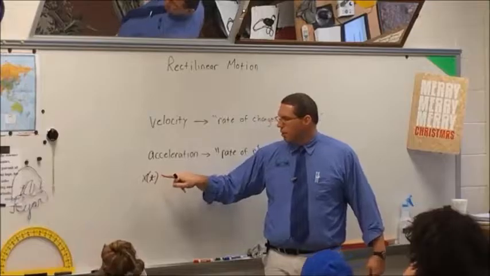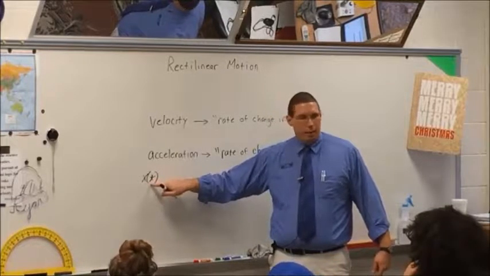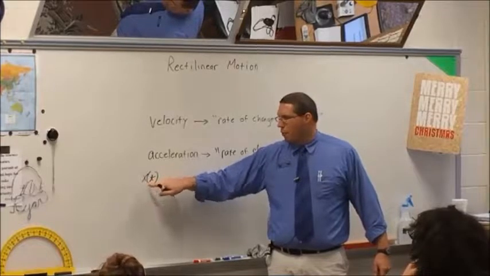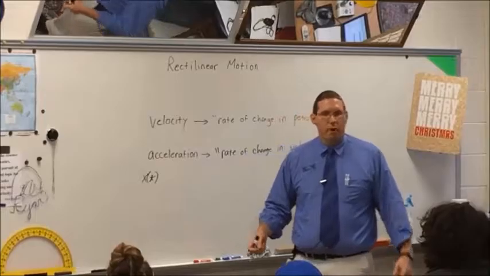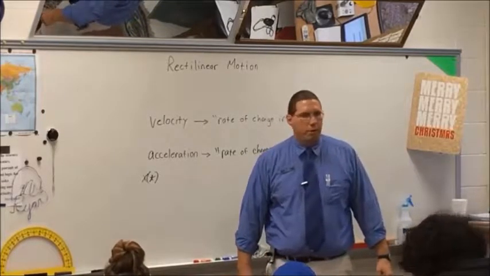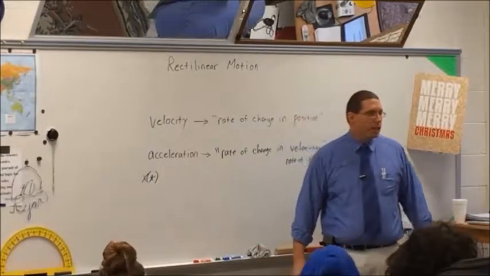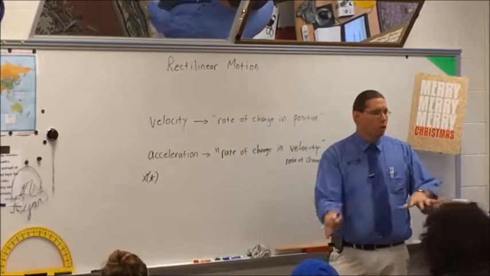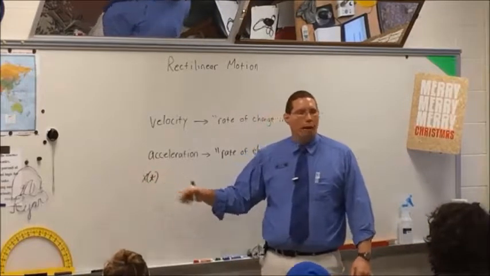X of t means the x position, the left and right position, at time t, right? So we have x of t, y of t, and z of t. In a calculus class, we don't really do z of t all that much, but I did put one question on there that says z of t. Sometimes they'll do s of t, which I think is an older position variable. Nowadays, we do more x of t and y of t.